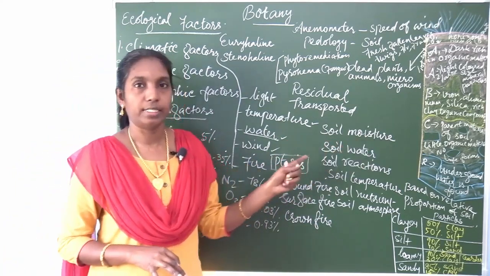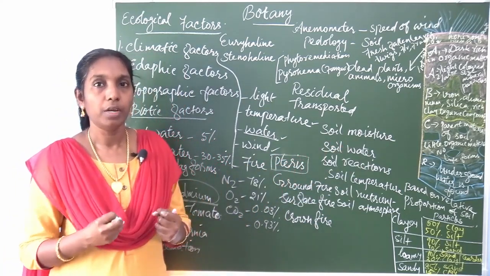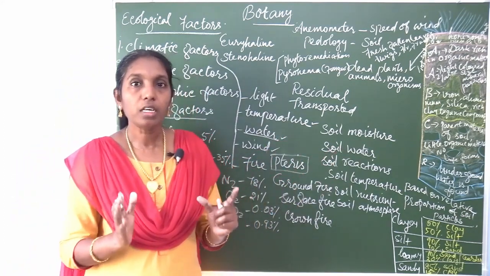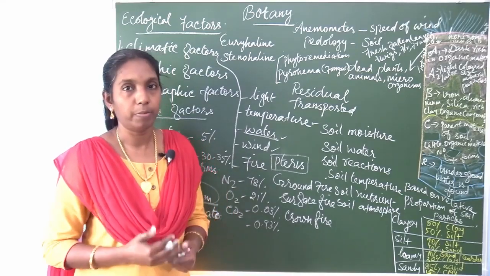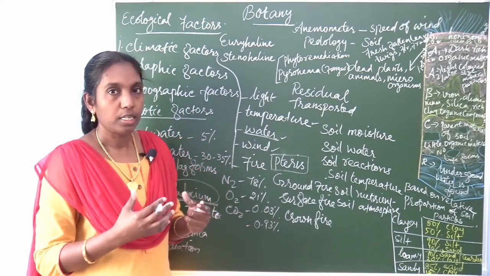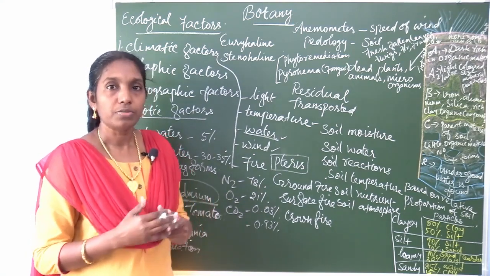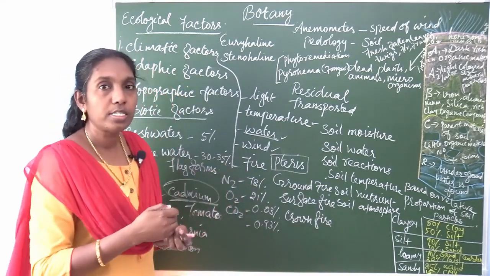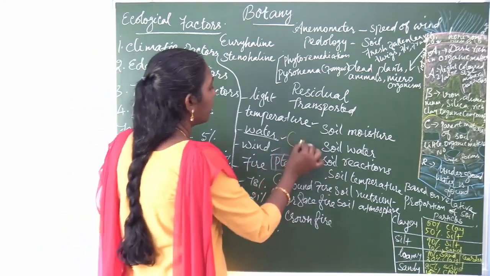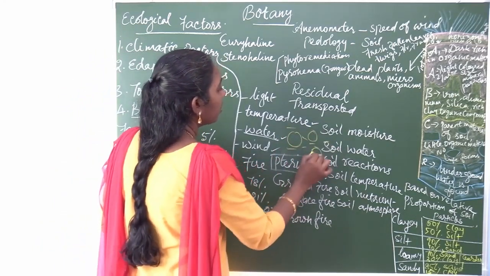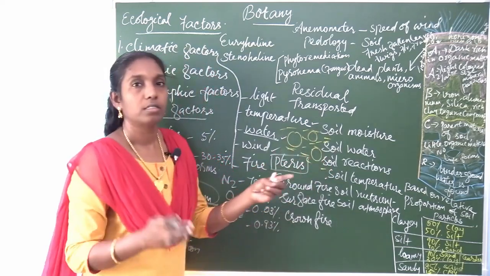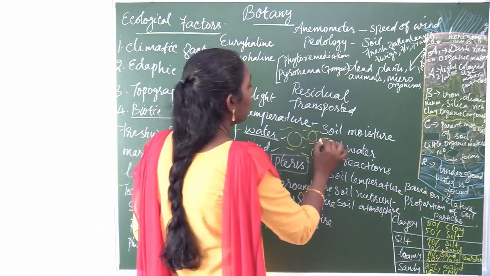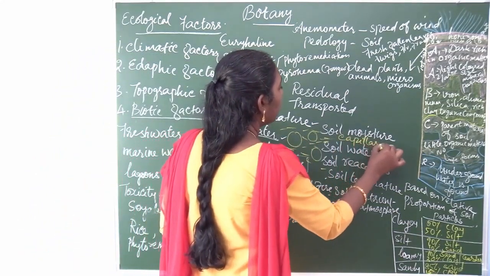Soil moisture: plants absorb moisture and air from the atmosphere directly. Soil water is very important to the growth and development of the plants. The source of soil water is rainwater. When rainwater falls on the ground, it is held in between the soil particles. Rainwater which is held in between the soil particles is called capillary water.